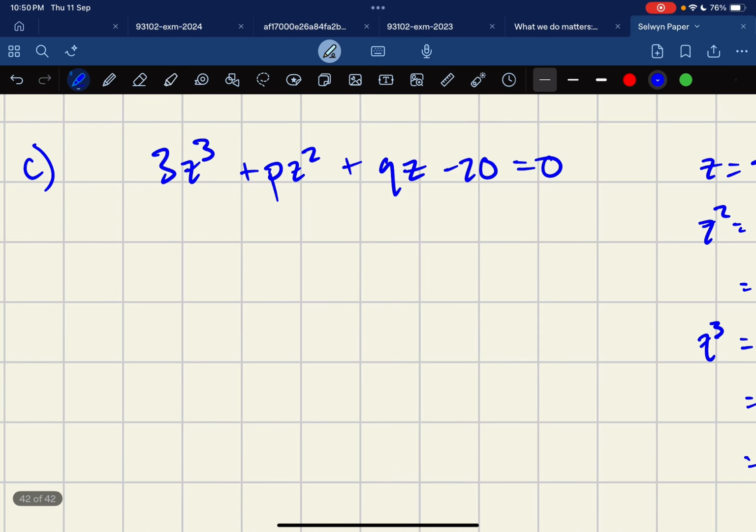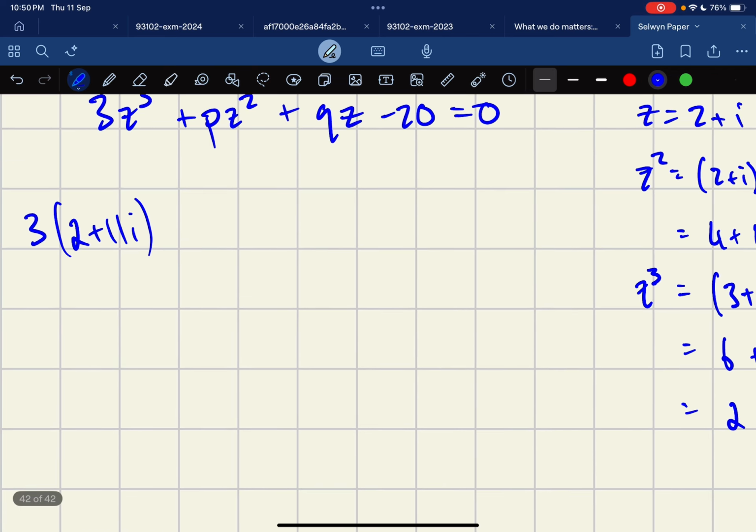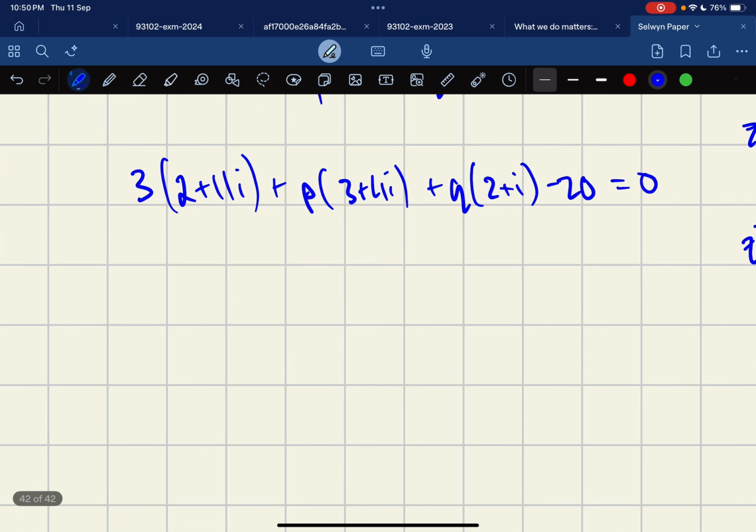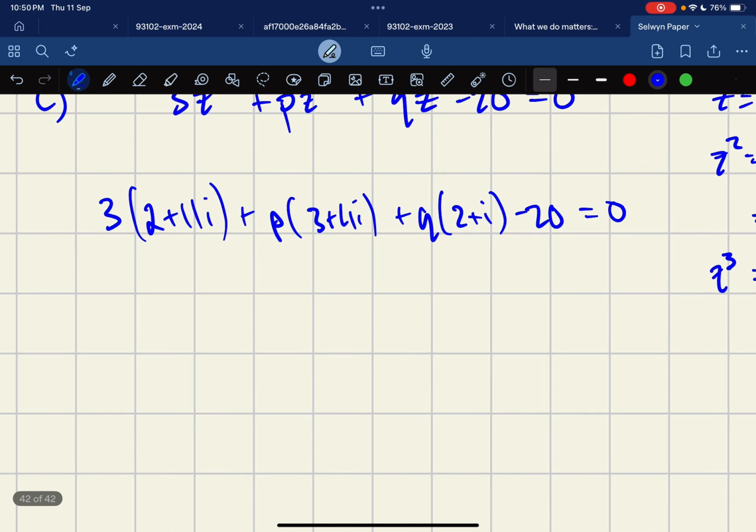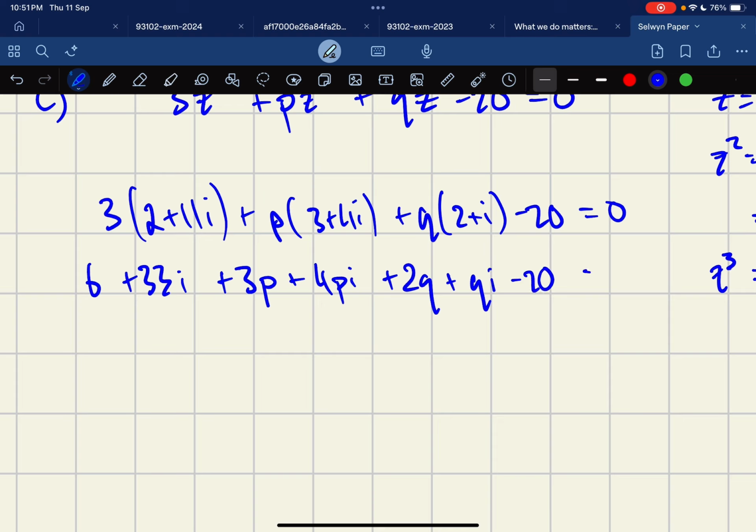So then let's substitute this inside this equation. 3 times (2 plus 11i), right? Plus p times (3 plus 4i) plus q times (2 plus i) minus 20 equals 0. So then let's expand everything out. This gives us 6 plus 33i plus 3p plus 4pi plus 2q plus qi minus 20 equals 0.